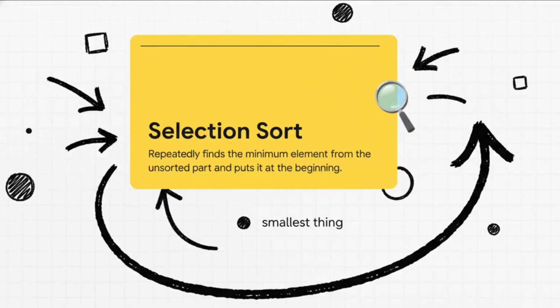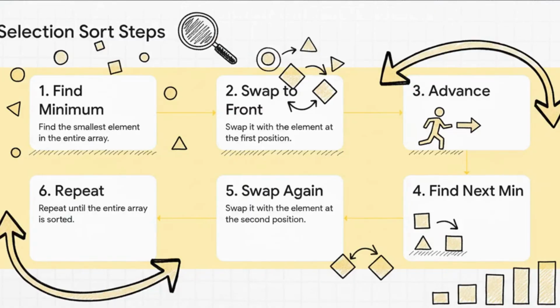Okay, on to our next contender, selection sort. This one has a completely different philosophy. It doesn't care about little local swaps. Instead, it's on a mission. It wants to scan the whole list, find the absolute smallest element, and drag it all the way to the front. The process here is super disciplined.